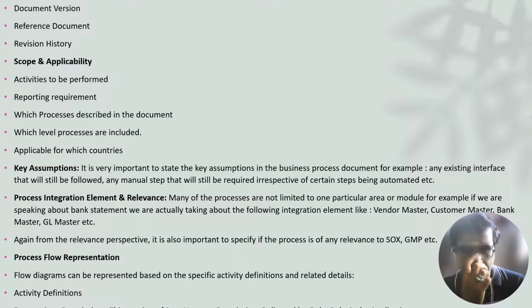So many of the processes are not limited to one particular area or module. For example, if you are speaking about the bank statement, we are actually talking about the following integration elements: vendor master, customer master, banking master, GL master, etc. Likewise, if you're talking about the SAP PP integration with the MES system, we need a material master interface, a vendor master interface, then a master batch record, then the batch master, all these things, and then the process order creation interface, and then any changes, right?